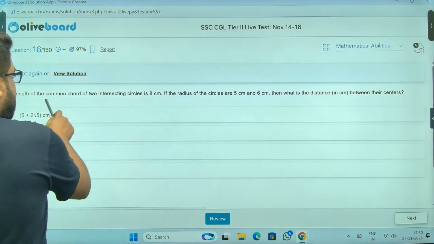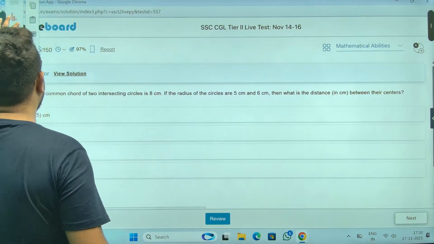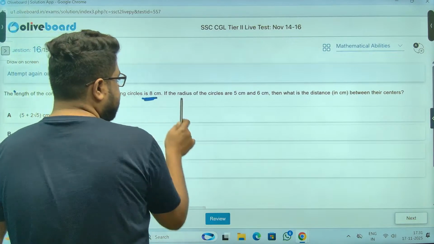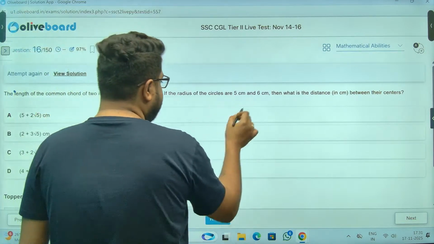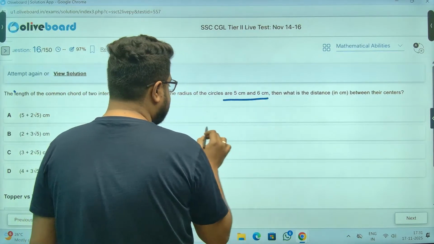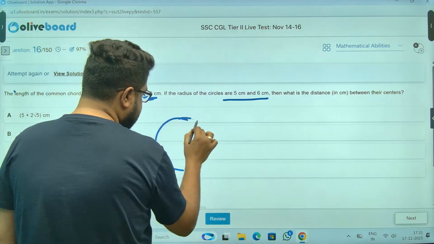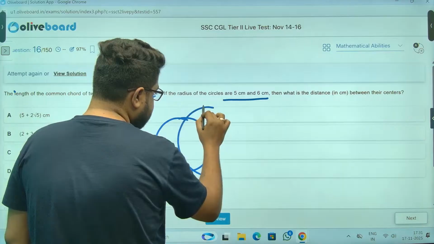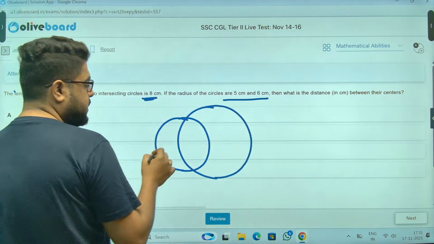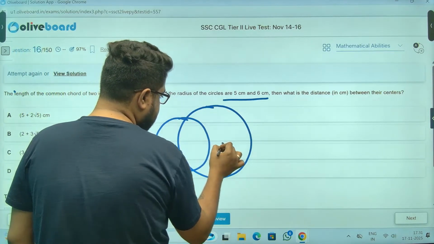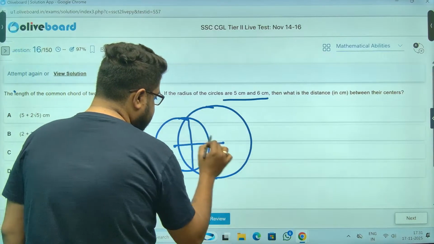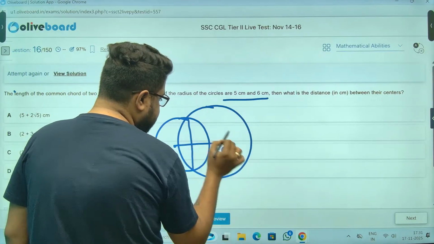The length of the common chord of intersecting circles. It is 8. Acha. 5 and 6, meaning, sir, the circles are not equal. So, एक छोटा है, एक थोड़ा बड़ा है, sir. Correct? So let's say these are the circles, and the common chord is this one. Now they are asking about the distance between these centers, C1 and C2, let's say.